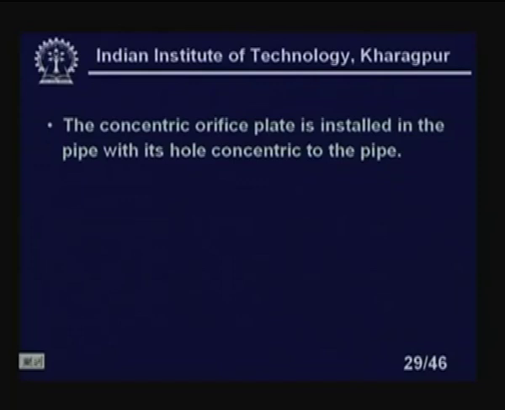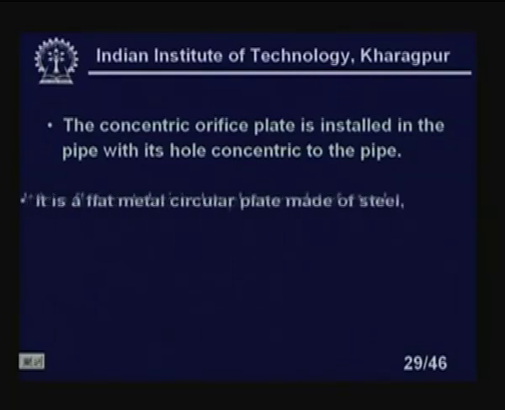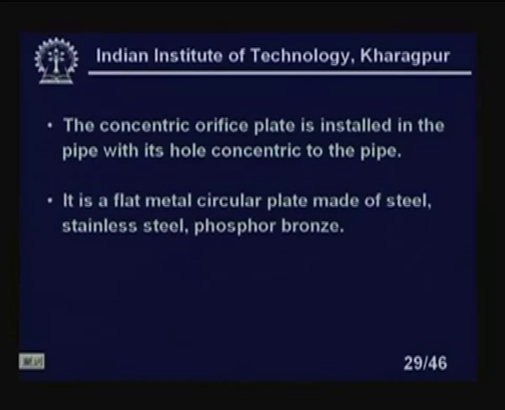So, that is the reason some applications for liquid flow measurements will use a concentric orifice, some will use an eccentric, and some will use a segmental orifice. The concentric orifice plate is installed in the pipe with its hole concentric to the pipe itself. It is a flat metal circular plate made of steel, stainless steel, phosphor bronze, like that.